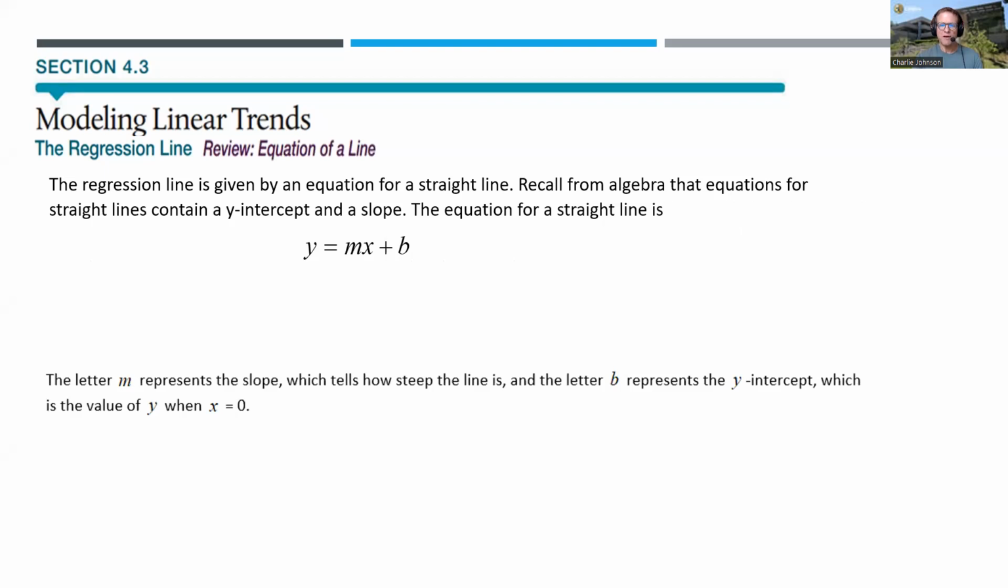So this is a review of equations of a line. We'll need this because the regression line is an equation of a line. So the regression line is given by an equation for a straight line. Recall from algebra that equations for straight lines contain a y-intercept and a slope. The m represents the slope and the b represents the y-intercept in that equation for a straight line, y equals mx plus b. The letter m is the slope and it tells how steep the line is. The letter b represents the y-intercept, which is the value of y when x equals 0.